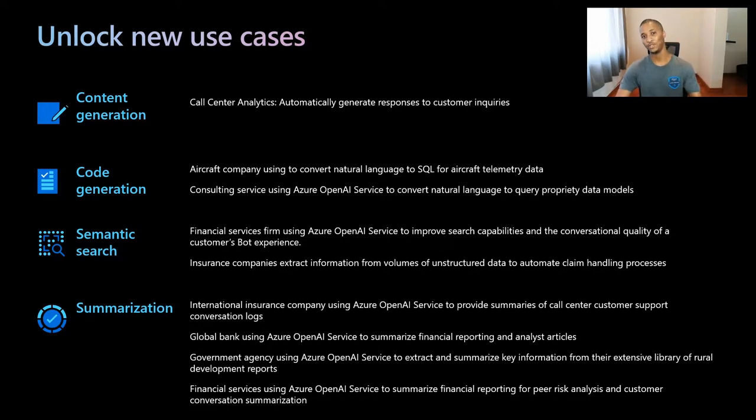Or last but not least, you have a customer who is a global bank and they have asked you to extract and summarize relevant information from high volumes of financial reporting and analytics articles. So the AI feature that addresses this need is called summarization. You can use your AI model to summarize all of that information or data that you're getting out of that.